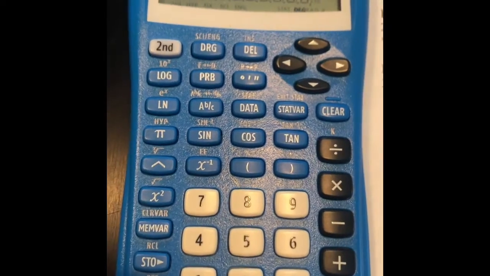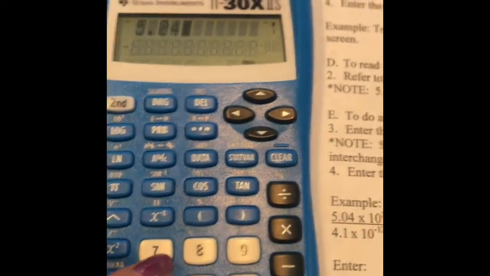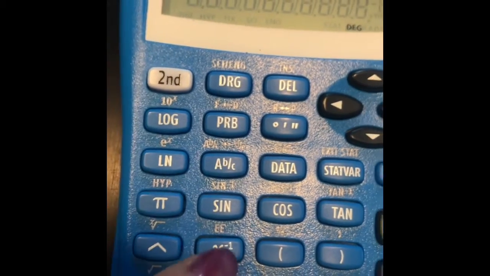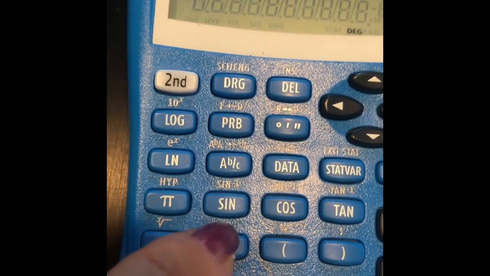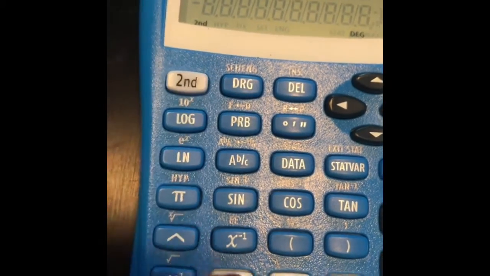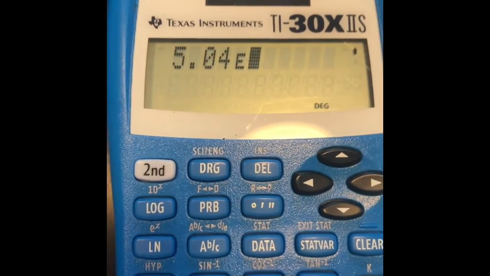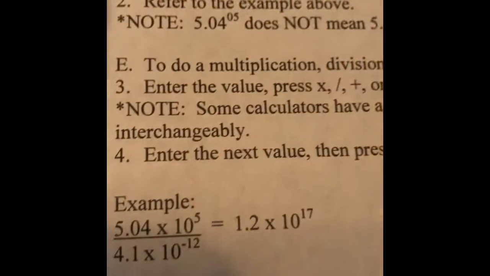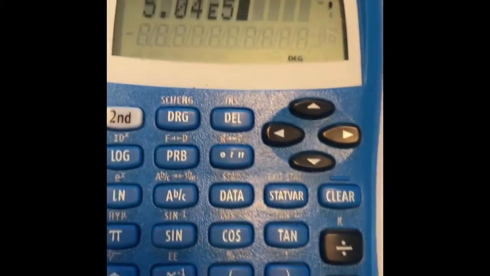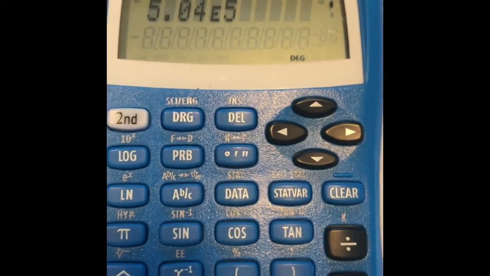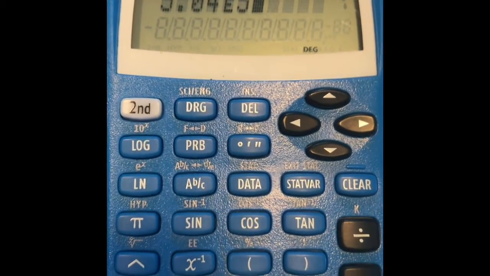So here we go, 5.04 and times 10 to the 5th is going to be entered with this EE key. And so it's above the x to the negative 1, and it's white or gray, so we have to hit the second button. This is what it looks like on the calculator, 1E. And then the exponent was 5. Notice I didn't type a times or a 10, I just typed E5. That means 5.04 times 10 to the 5th.